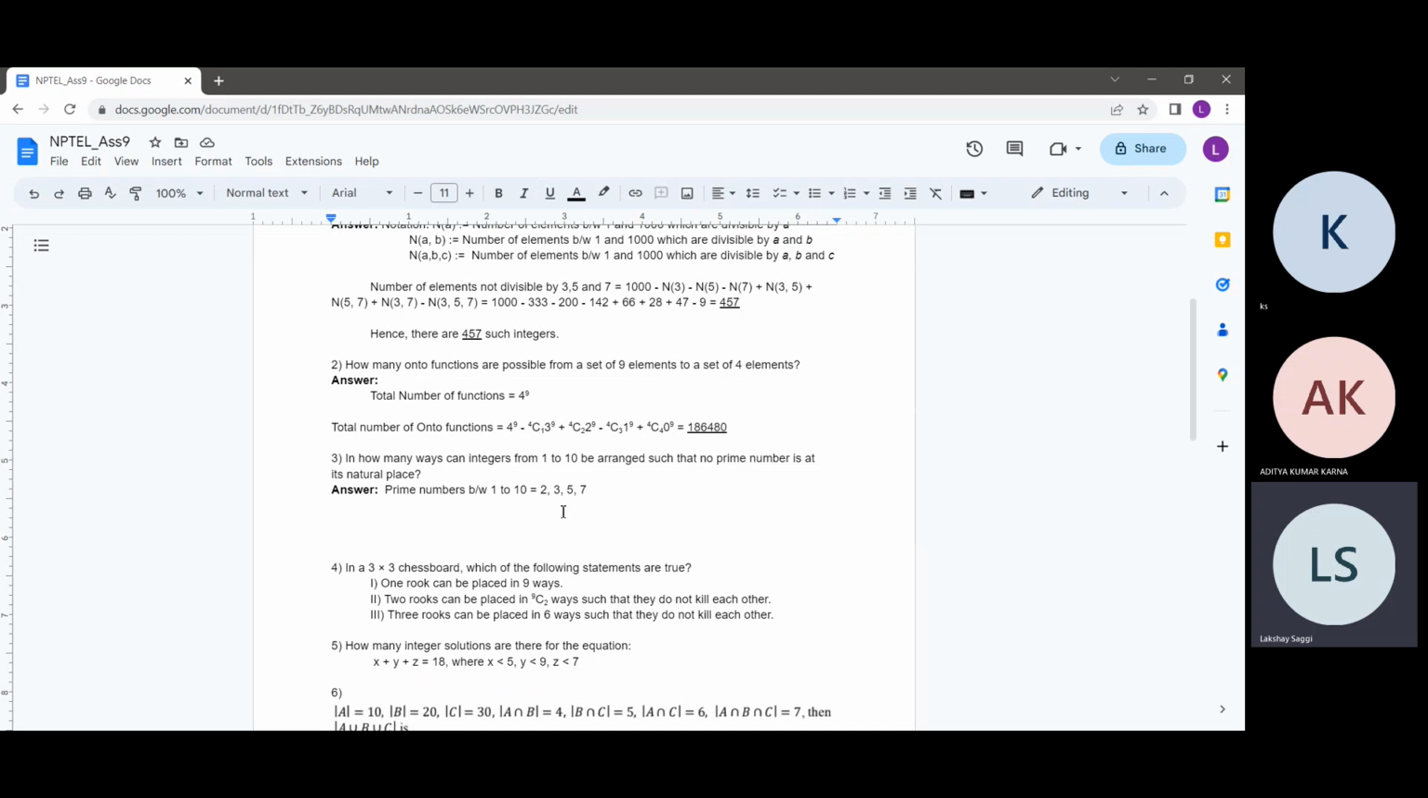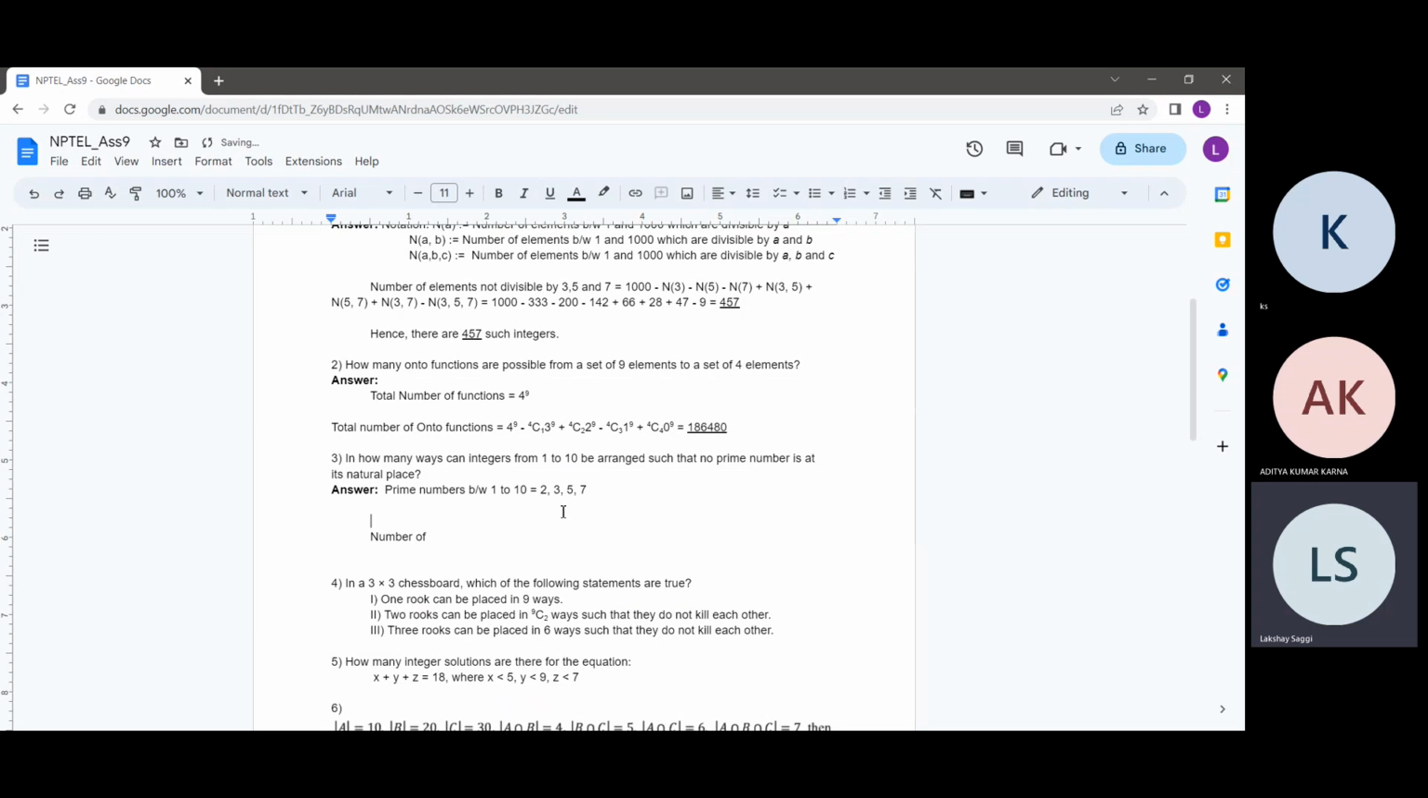So how I do it is, first of all, let's just write down the total number of permutations. What will be the total number of permutations? It will be 10 factorial, since there are 10 numbers and they can be arranged in 10 factorial ways. Or maybe I'll just say total number of arrangements since it's asking arranged. So this will be 10 factorial only.